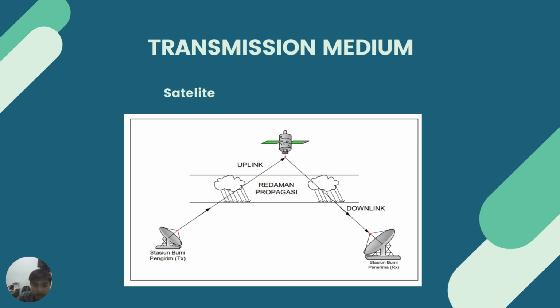Okay, here is the last one, I think, for the transmission medium. This is the satellite, and how it works is, first, the station on earth sends some data to the satellite here, and then there is the propagation, and then down to the downlink here, for the receiver station on earth.